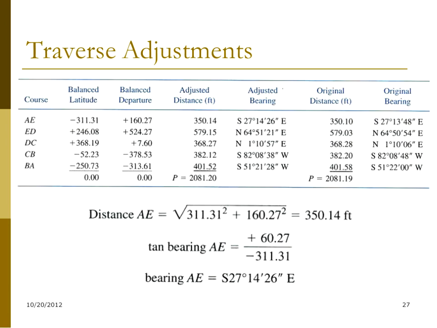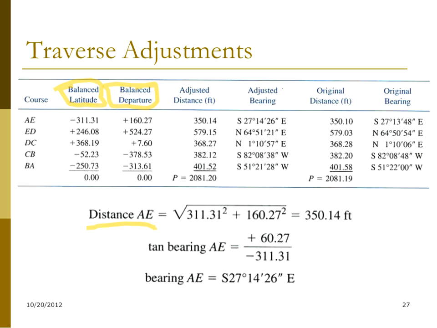Okay, so let's take a look here. This is just a continuation of the same table. Here are our balanced latitudes and departures. Now that we have the balanced latitudes and departures, we can actually recalculate the distance between A and E, E and D, D and C, based on these corrected latitudes and departures.